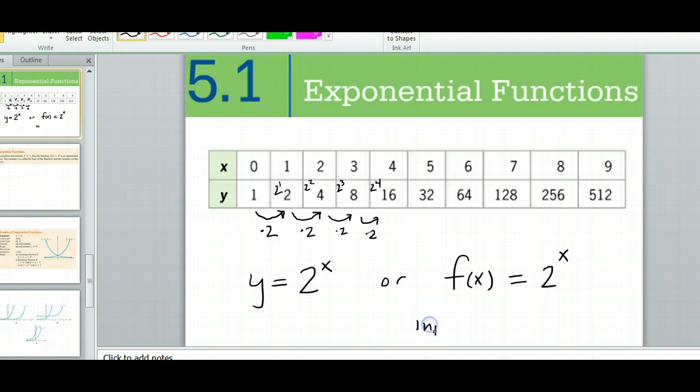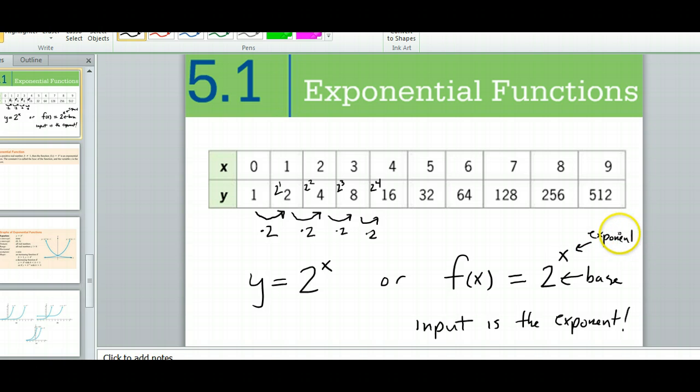That's the important thing for you to understand for exponential functions. The input is the exponent. In exponential functions, we call the number down here the base, and then obviously again x is the exponent. So base and exponent are the two main parts of an exponential function.